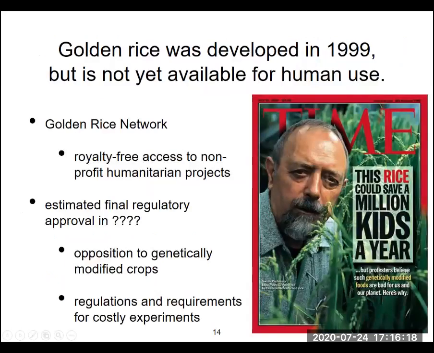Now, golden rice was developed in 1999. And so roughly 20 years ago, it was developed. It was established and out there. It's been tested and retested and analyzed, but it still hasn't been made available for human use. And the reason for that is that there is continual opposition to genetically modified crops. And so even though this in theory could save millions of lives over a course of several years, we're still at the point of trying to get final regulatory approval to be able to use this as a food source.